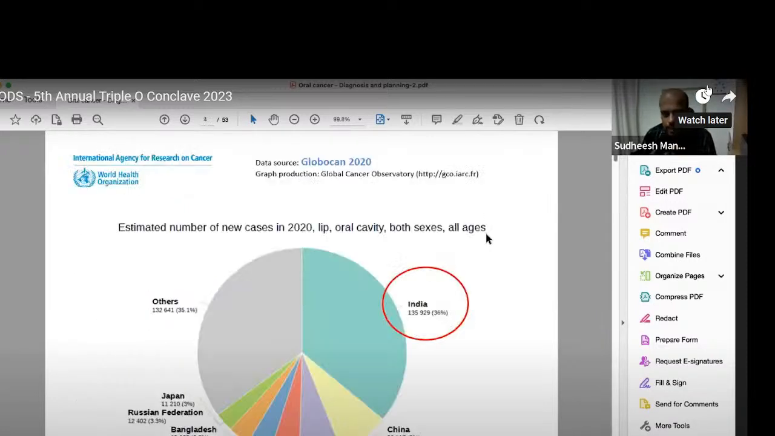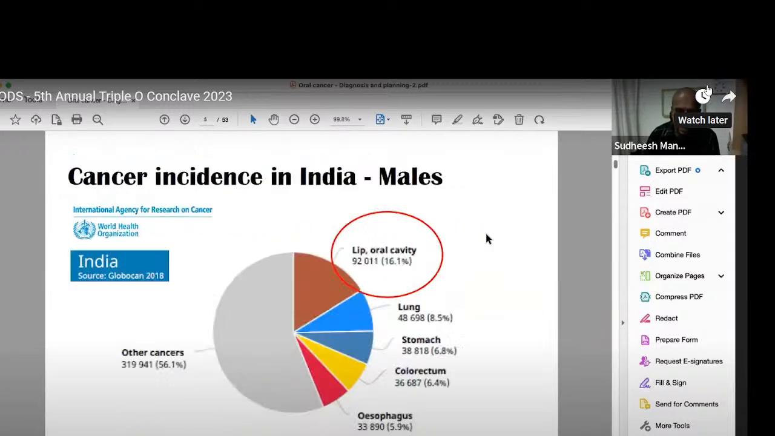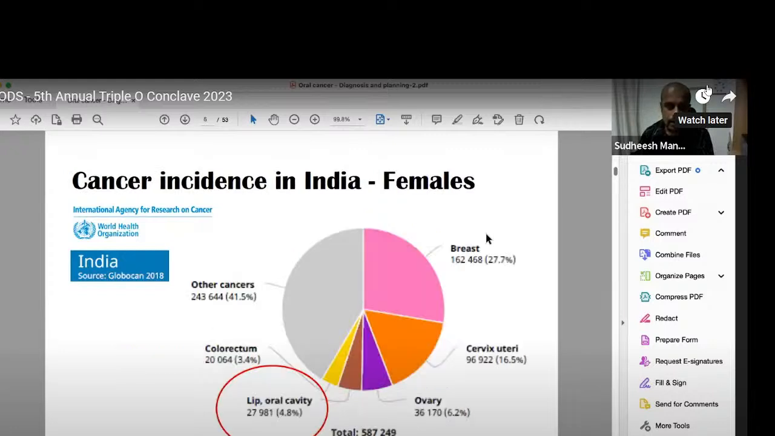To begin with, India tops the list in the incidence of oral cancer, amounting to approximately 36% of all the oral cancer diagnosed globally. When it comes to Indian incidence, oral cancer is the most common cancer in Indian men, and the fourth most common cancer in Indian women. All this is attributed to the increased usage of tobacco.